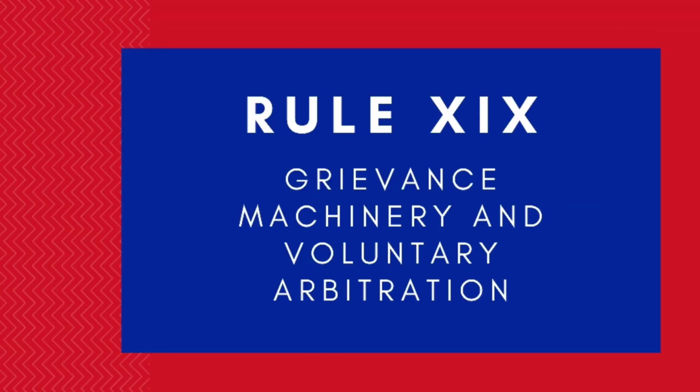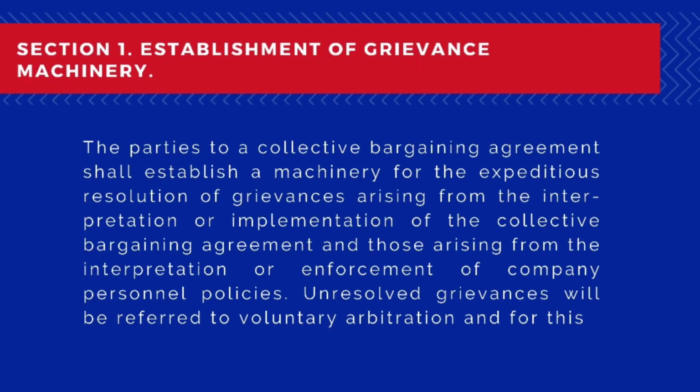Rule 19. Grievance machinery and voluntary arbitration. Section 1. Establishment of grievance machinery. The parties to a collective bargaining agreement shall establish a machinery for the expeditious resolution of grievances arising from the interpretation or implementation of the collective bargaining agreement, and those arising from the interpretation or enforcement of company personnel policies.